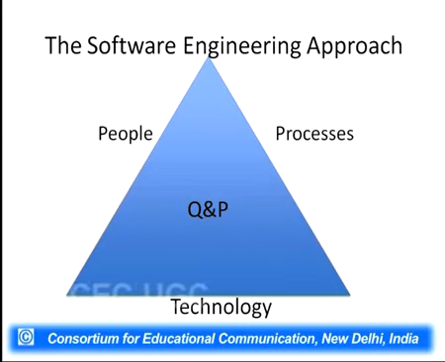When we talk about the software engineering approach, basically we are saying that the quality and productivity of software depend upon three vital facets: people, processes, and technology. This concept is known as the iron triangle concept. The quality and productivity depend upon people, because software is a service oriented and knowledge based industry, which clearly depends upon the knowledge of the programmer, upon the will and the work of the programmer who is going to write the lines of code.